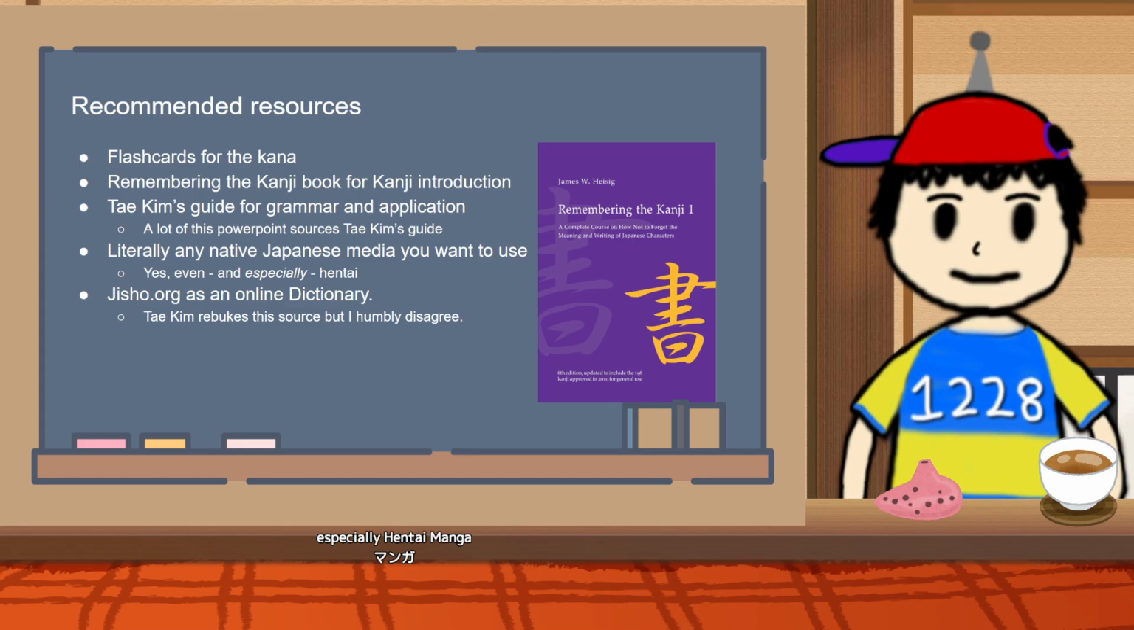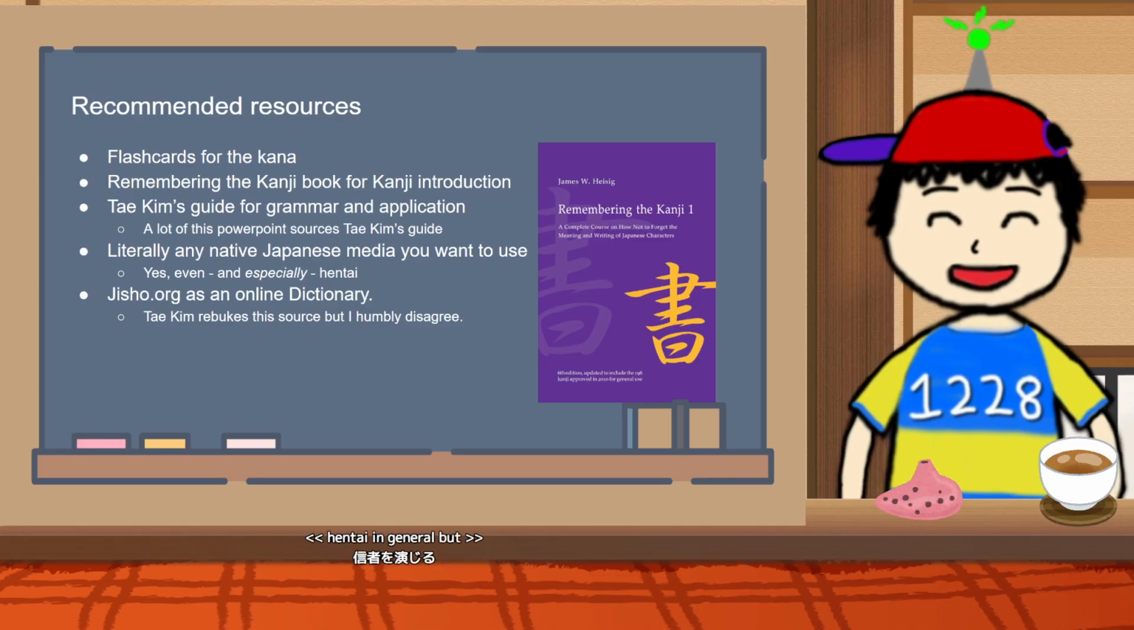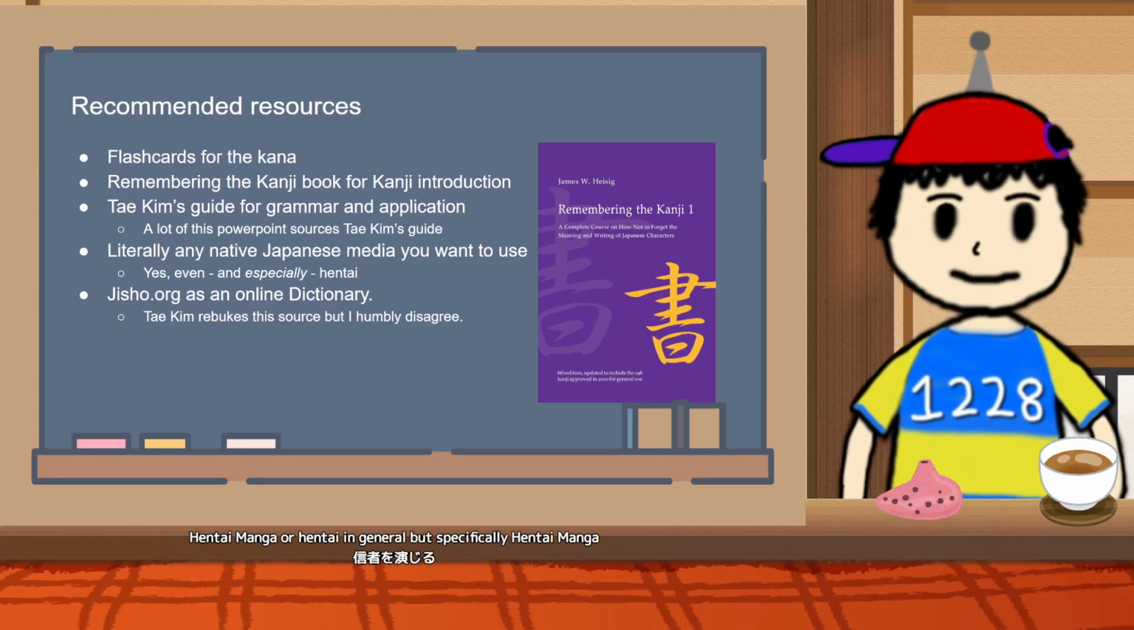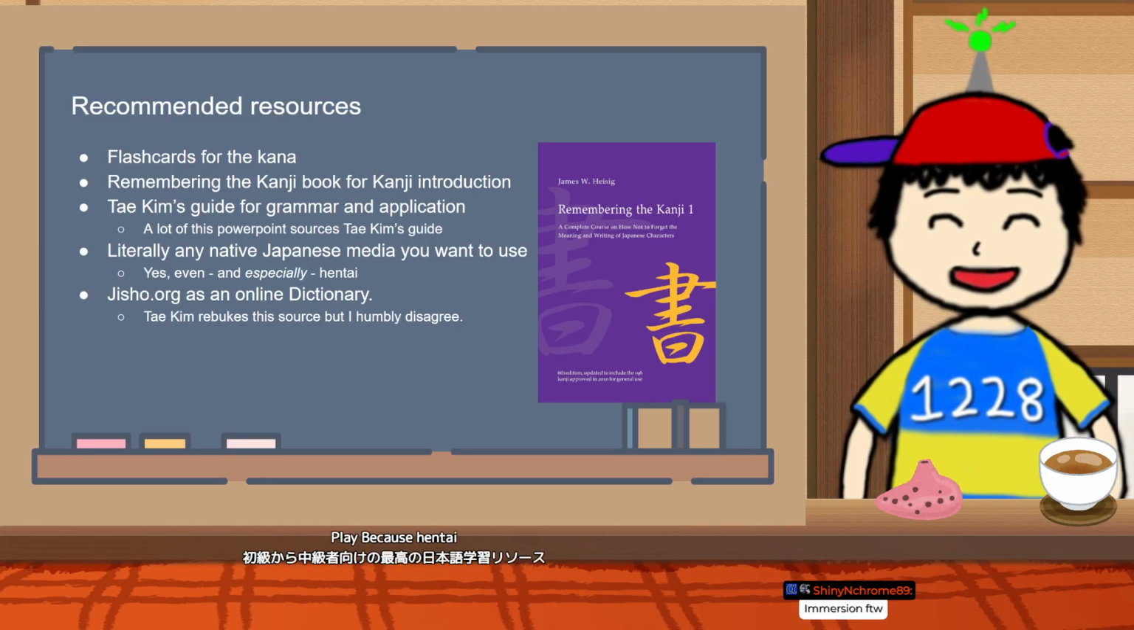Hear me out. I am an avid believer that hentai manga, or hentai in general, but specifically hentai manga, is maybe one of the best beginner to intermediate Japanese learning resources in existence. Simply because hentai has very simple plot that you can easily follow with great visual aid to what they're saying. I'm being serious. I'm 100% serious, okay?